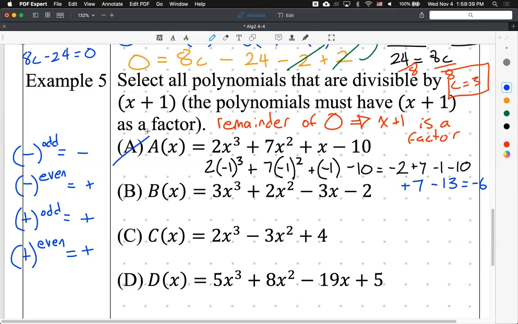All right, let's go on to B. Who can help me solve for B of X? Jade, you're up. 3 times the quantity of -1 to the 3rd power plus 2 times the quantity of -1 to the 2nd power minus 3 times the quantity of 1 minus 1 equals -3 plus... Okay. Oop, my -2 is taking up too much room.